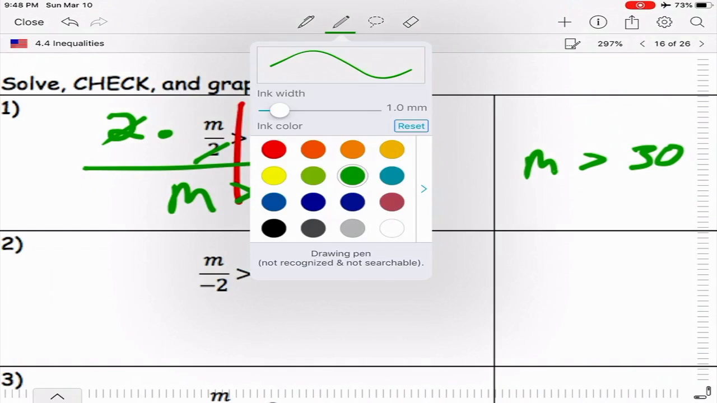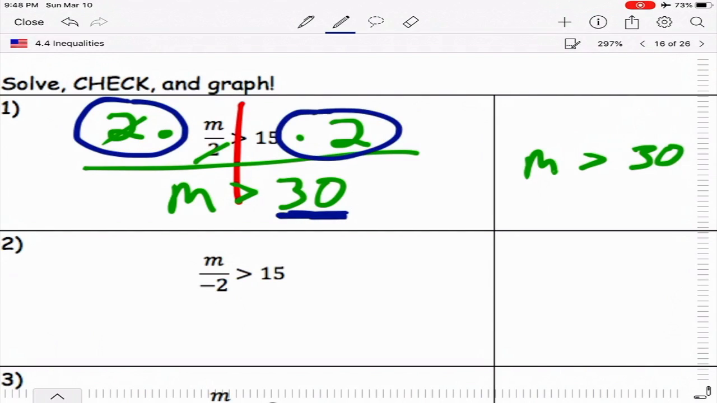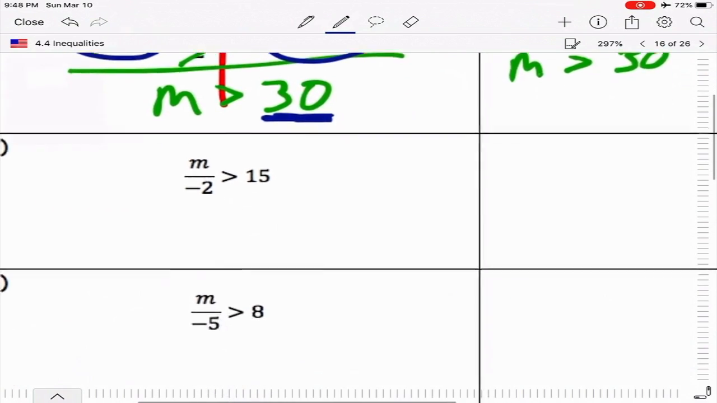Please understand one thing. I'm not saying if this answer is positive. I'm saying what you do to both sides. If that number is positive, the inequality remains the same and you bring it down. But look what happens at number 2.